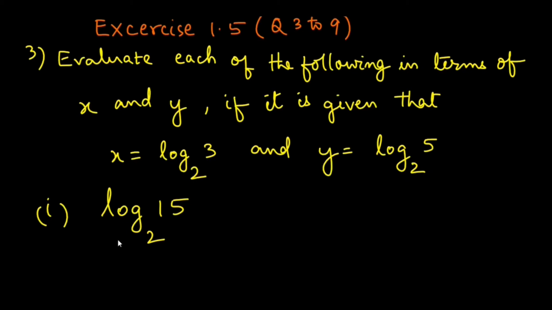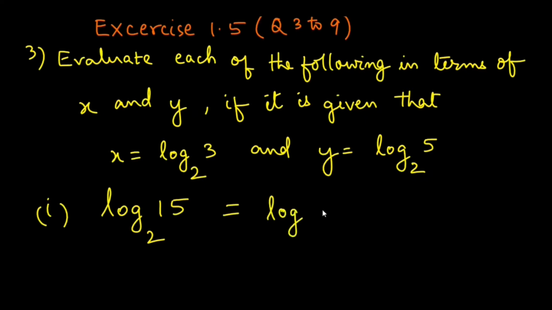Now the first one is log of 15 to the base 2. We have to write log of 15 to the base 2 in terms of x and y. X here is log of 3 to the base 2 and y is log of 5 to the base 2. By observing 15, we know that 15 can be written as 3 into 5. Okay, let us write it now.